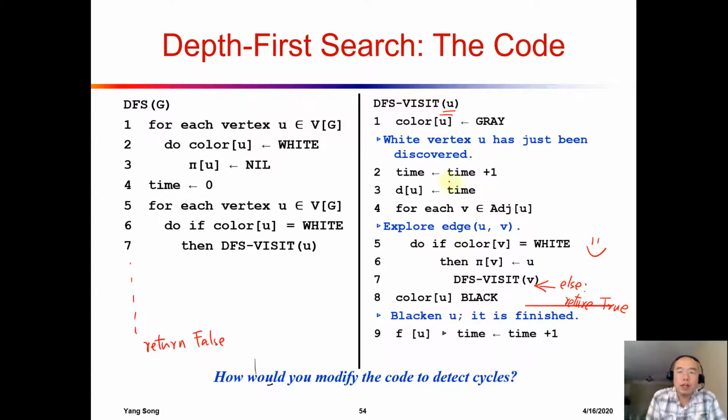Inside of the DFS visit, when we are visiting all the adjacent nodes to U, as long as we see one V whose color is not white, we can say there is a way from U to V, that is from a gray node to a gray node, or from a gray node to a black node. That is, we go back to a node we have already seen before, and that is a cycle. Okay?